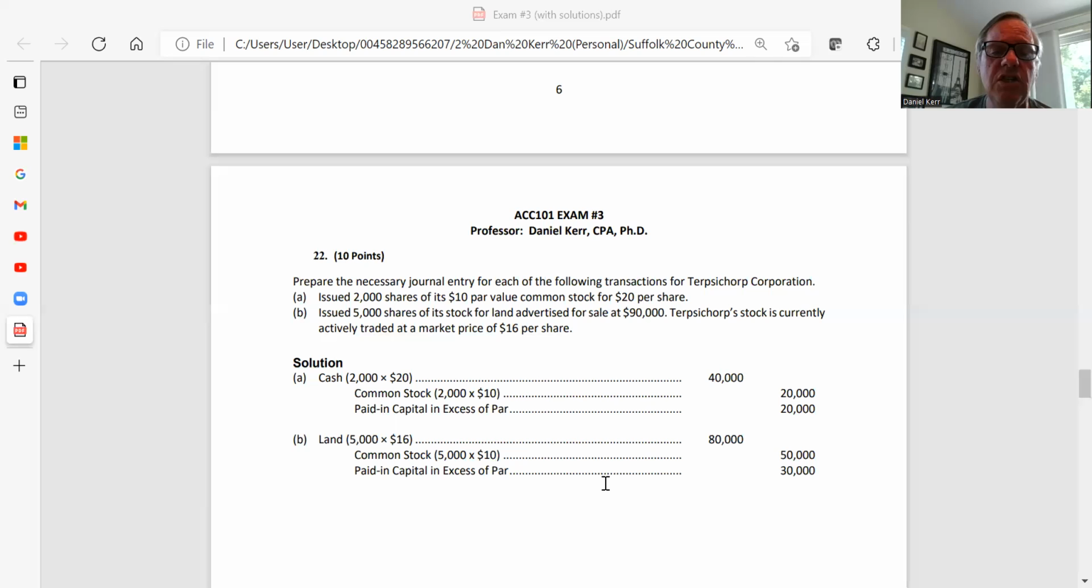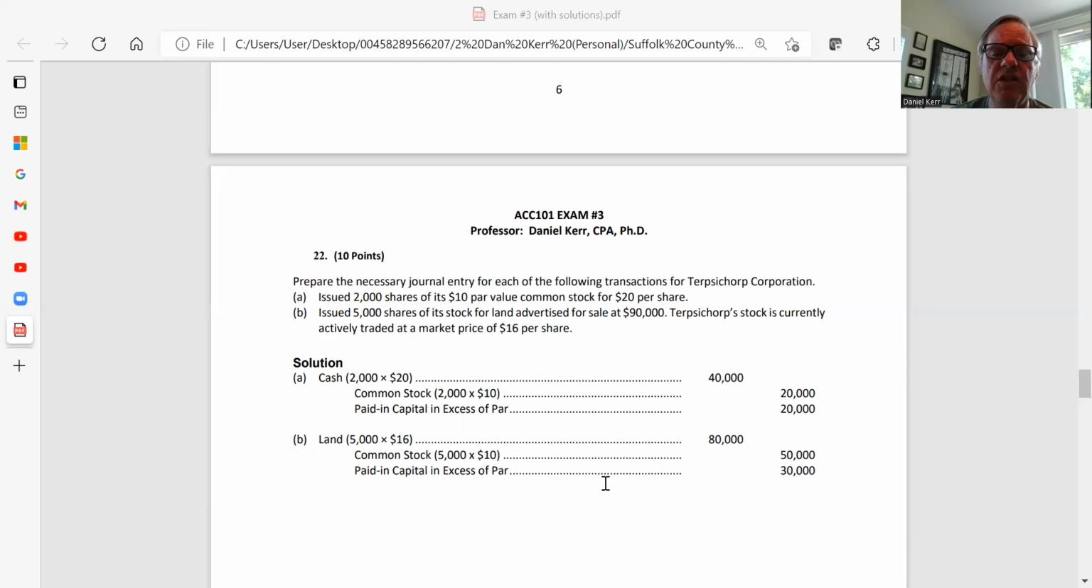So let's look at the first one here. Issued 2,000 shares of $10 par stock for $20 a share. So 2,000 times 20, that's where I get my $40,000 worth of cash. The stock had a par value of $10 a share. So 2,000 times 10 gives me 20,000. How do I account for the difference? That's paid in capital in excess of par.